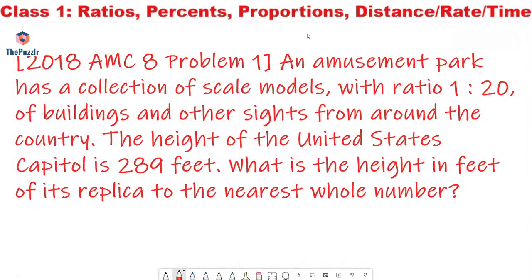An amusement park has a collection of scale models with ratio 1 to 20. Let's underline that. That's going to be important. Of buildings and other sites from around the country. For example, the height of the United States Capitol is 289 feet. Can you find the height in feet of its replica to the nearest whole number? So for example, if we have something that's 20 feet tall in real life, in this model, it's only going to be 1 foot tall.